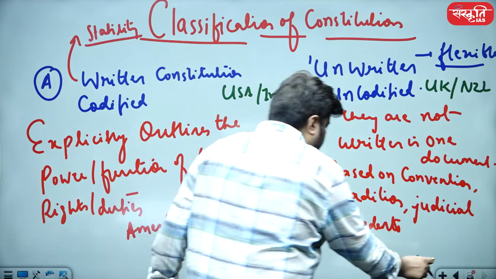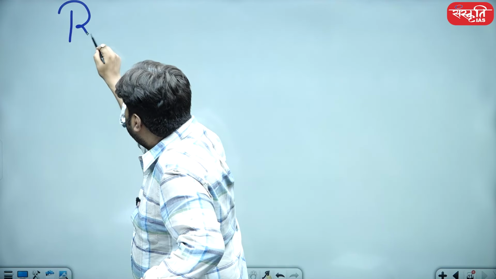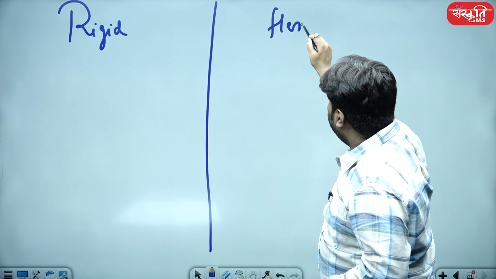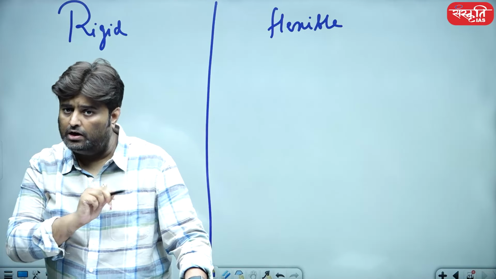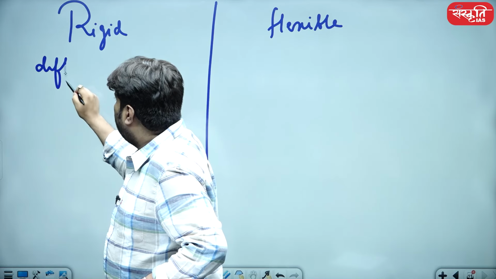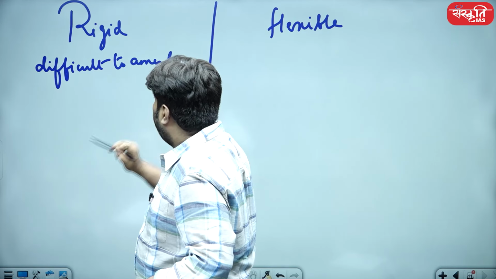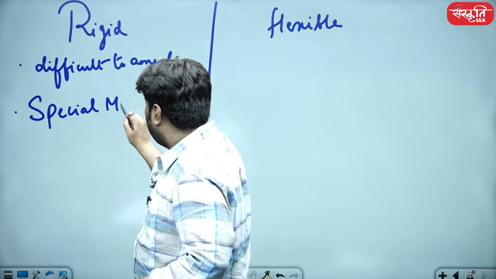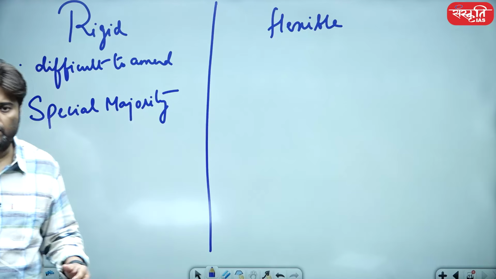Moving on, apart from that, constitution classification can also be done in one very significant manner, which is rigid and flexible. As the name suggests, it is closely connected with our previous point. Rigid constitutions are those constitutions which are very, very difficult to amend. Difficult to amend means it requires a very unique type of special majority, or maybe a referendum.